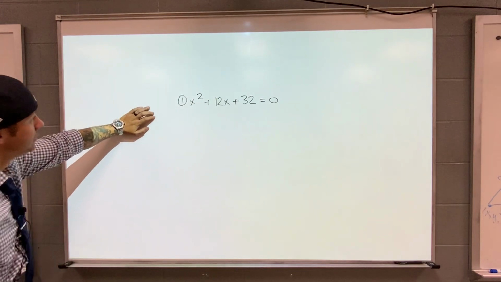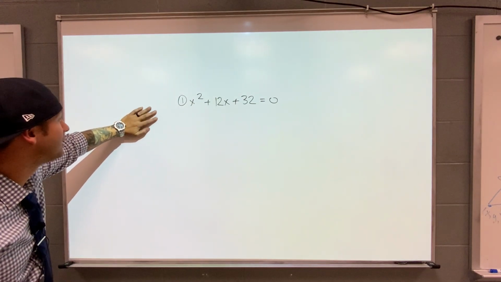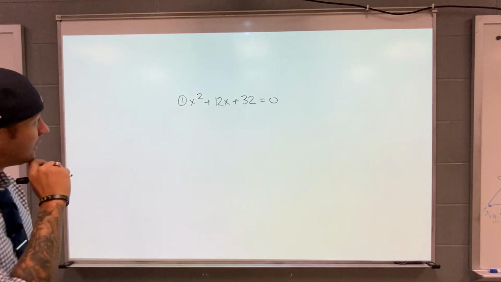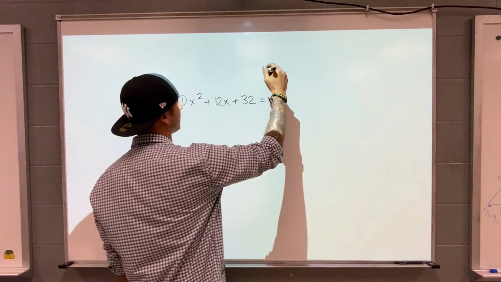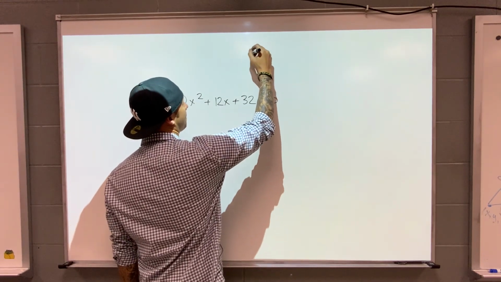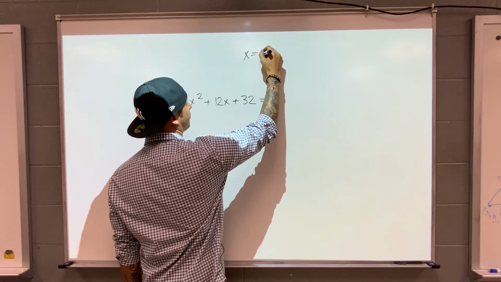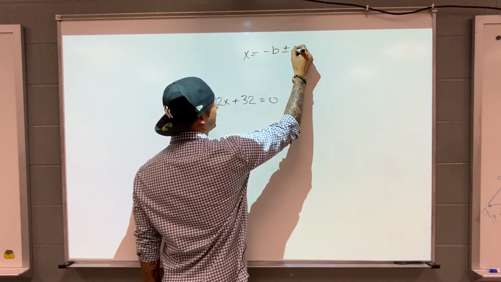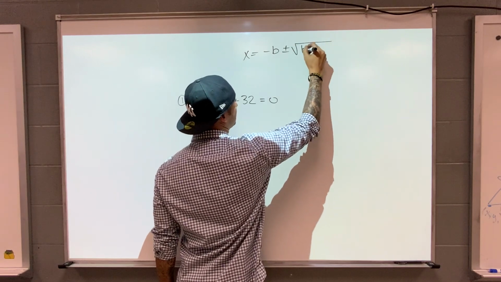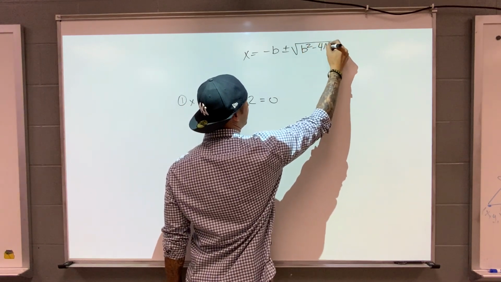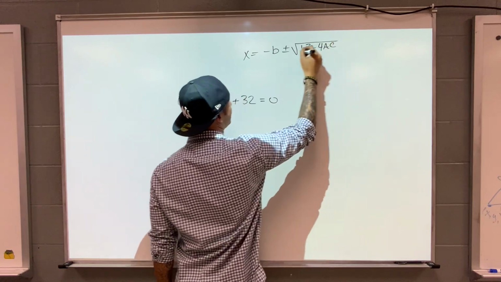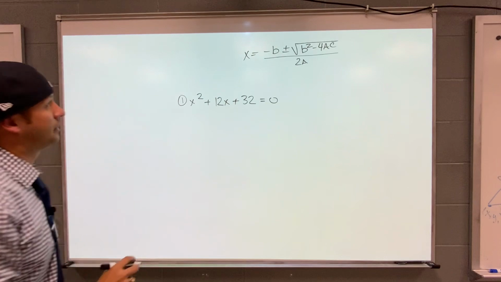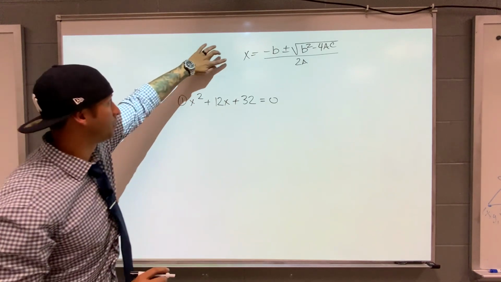Okay, number one, x squared plus 12x plus 32 equals 0. We're going to plug it into the quadratic formula: negative b plus or minus square root of b squared minus 4ac all over 2a. So there's the formula we're going to use.